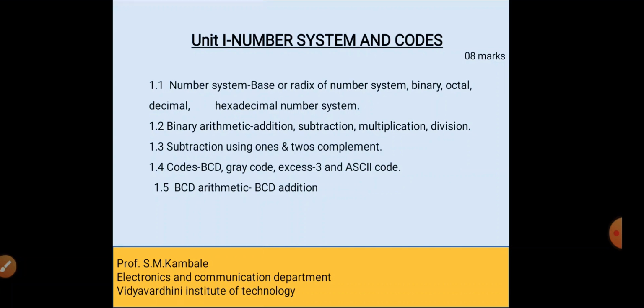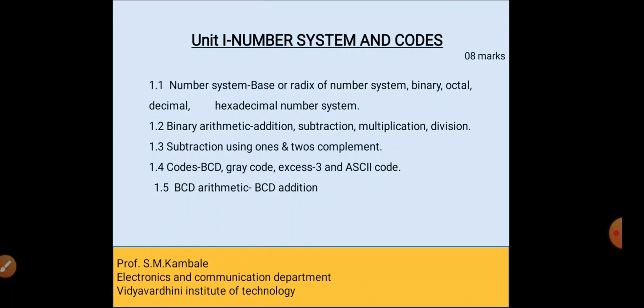Now looking to the fourth, there are various codes. One is BCD. BCD is nothing but the binary coded decimal. Second is gray code. Third is XS3, and the last one is ASCII code. Now in gray code, here we will perform the XOR operation.